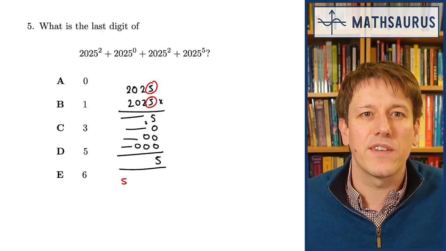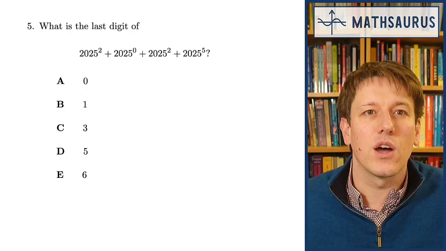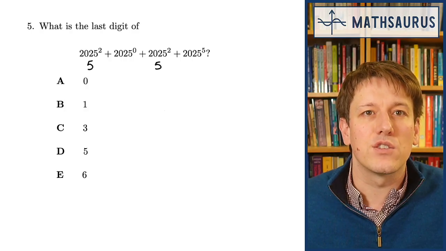So here, you see 2025 squared has last digit 5, and we've got the answer there for these two parts.